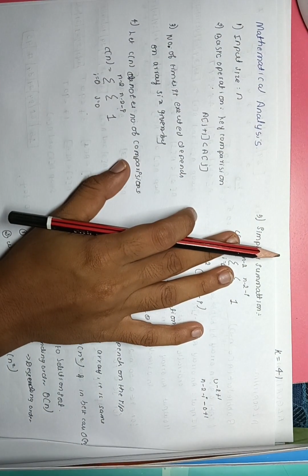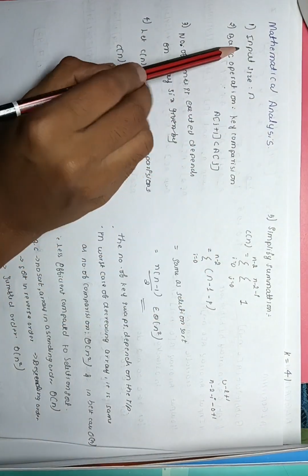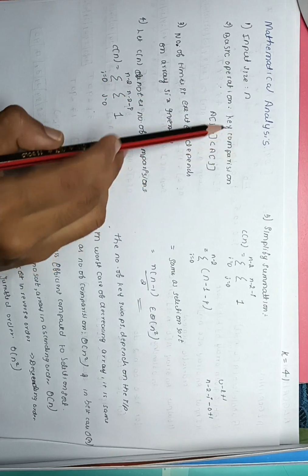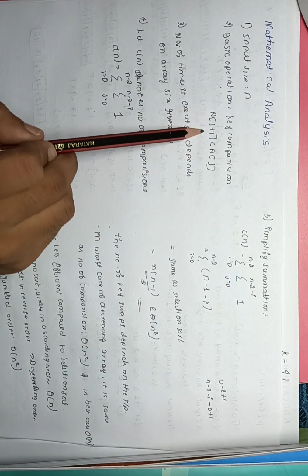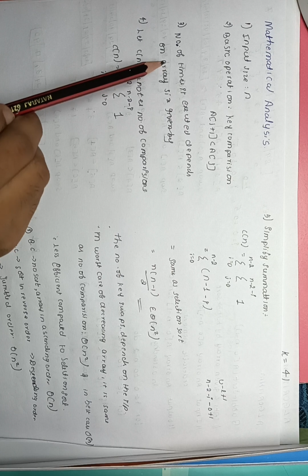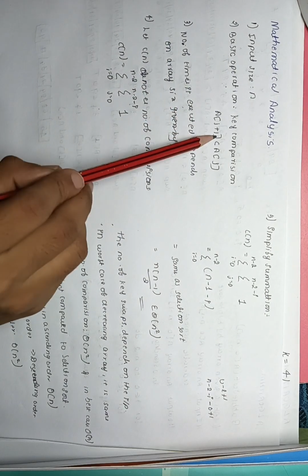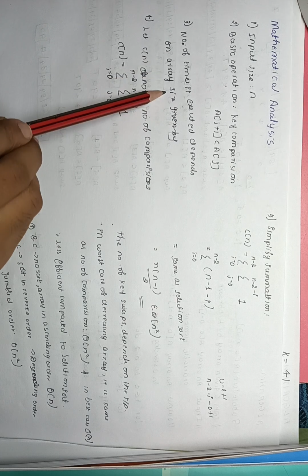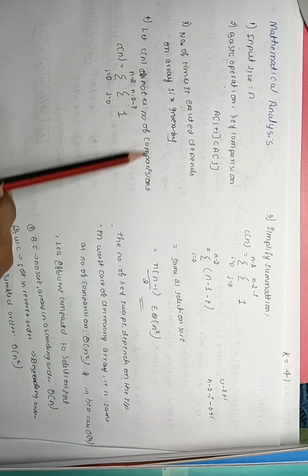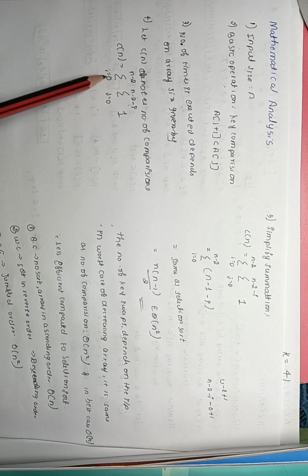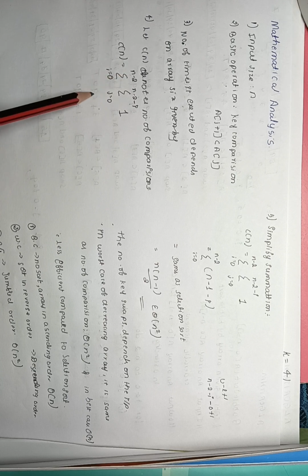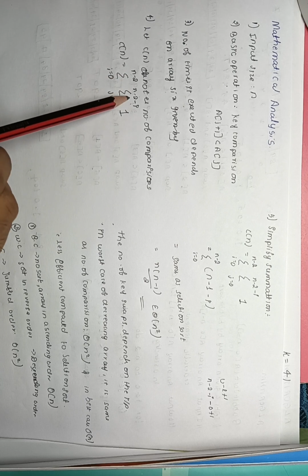Next, the mathematical analysis of bubble sort: the input size is n, and the basic operation is a key comparison, that is, a of j plus 1 less than a of j. The number of times the key comparison is executed depends on the array size. Let C of n denote the number of comparisons. The outer loop runs from 0 to n minus 2, and the inner loop runs from 0 to n minus 2 minus i.